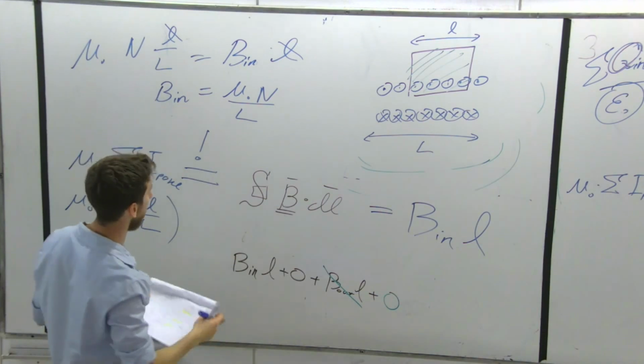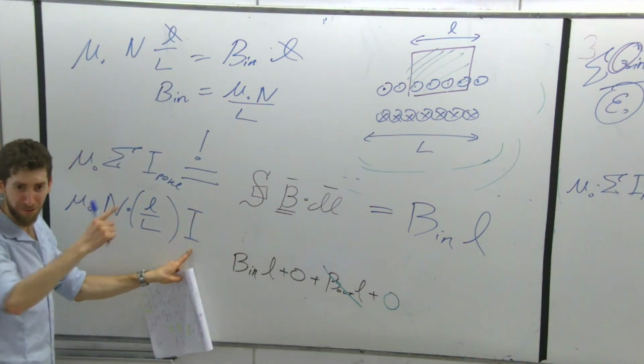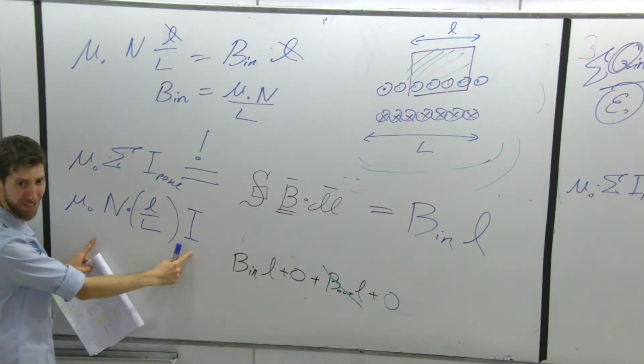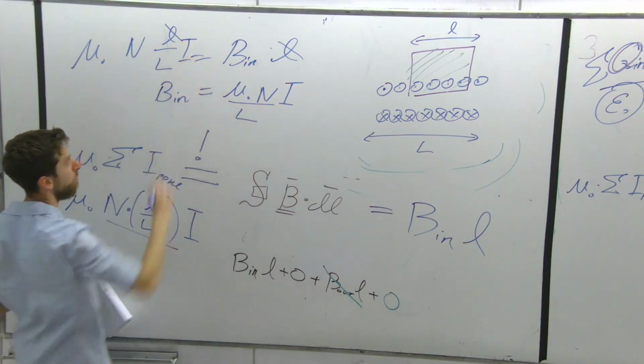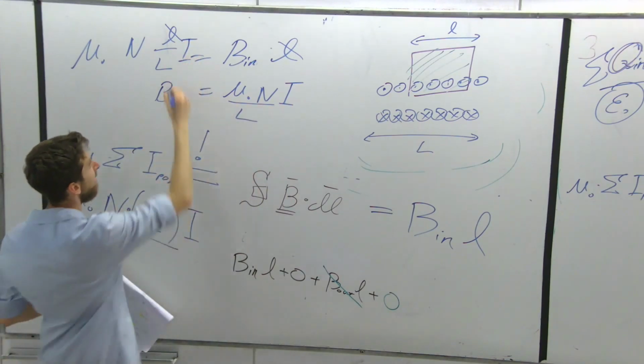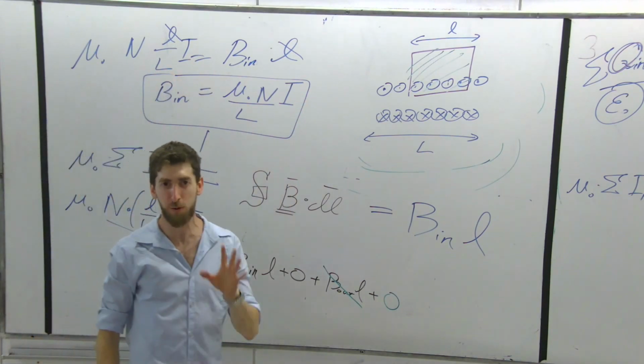Wait, and I, the current, sorry. We forgot to put the current. Each loop has a current, right? We're summing up the currents. This is how much we're summing. So we have I, we have I. Sorry about that, okay? And this is a really, really important equation.